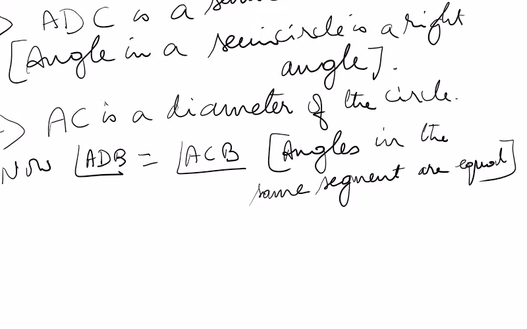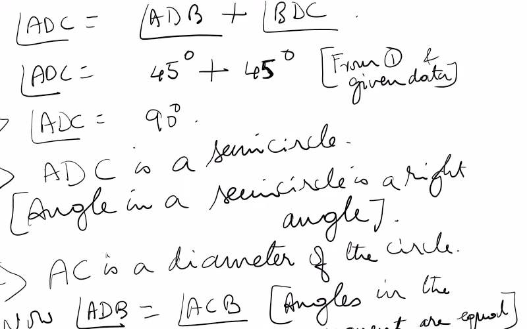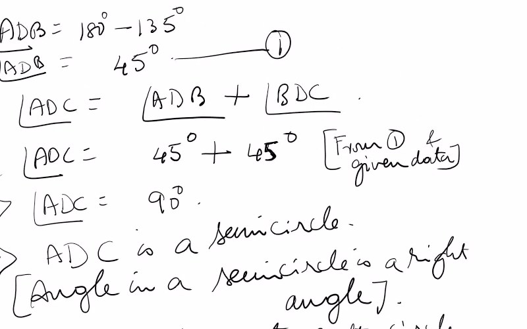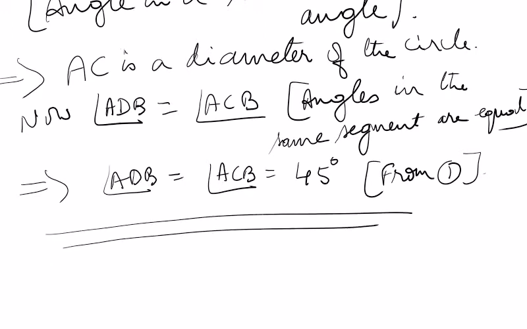So we know angle ADB is 45 degrees. So angle ACB is also 45, which implies angle ADB is equal to angle ACB is equal to 45 degrees. From where did we get it? Here, we have proved from the earlier result that ADB is 45 degrees.